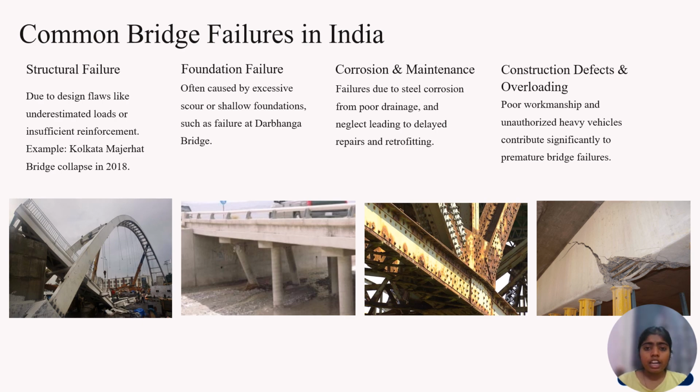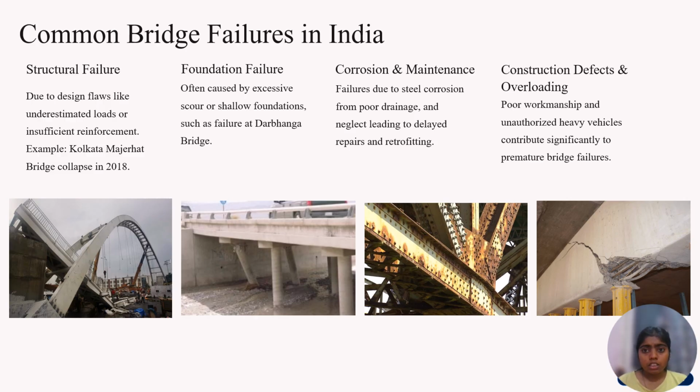How can structural failure damage the whole bridge? First is the reason due to design flaws like underestimated loads or insufficient reinforcement. Example, the Kolkata Majerhat bridge collapse in 2018 is an example of structural failure. Structural failure means the whole bridge gets damaged because of its structure, meaning that before designing, if the designer has underestimated the load, or the people working on site might be seeing wrong values, it may affect the whole bridge structure.